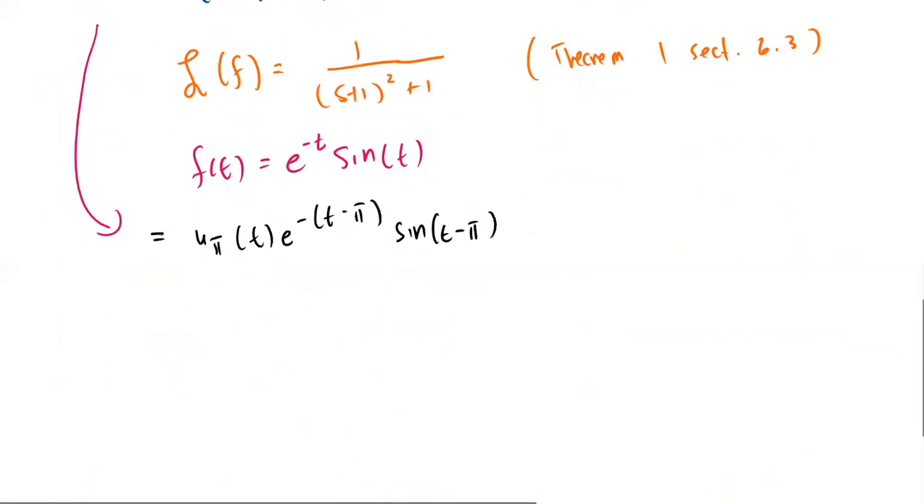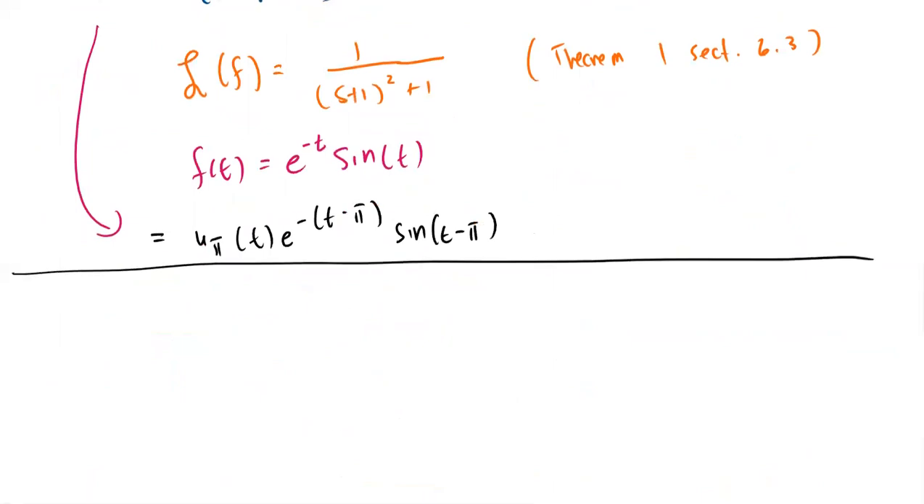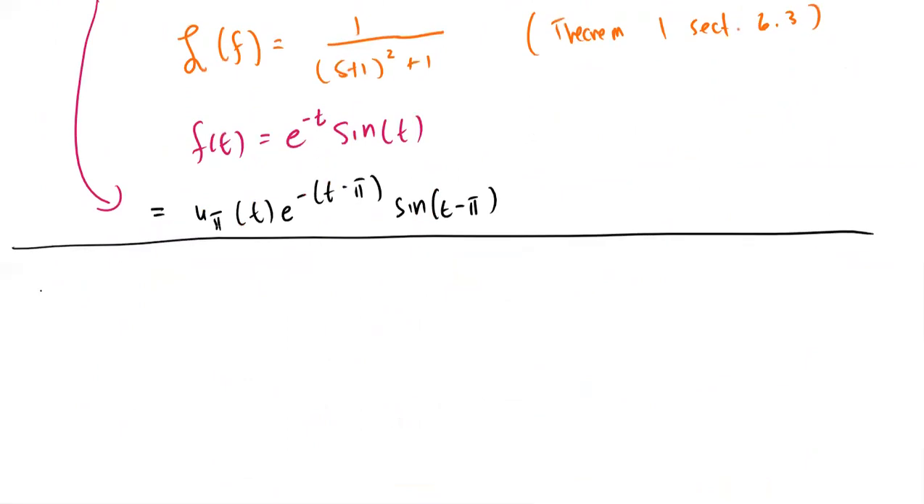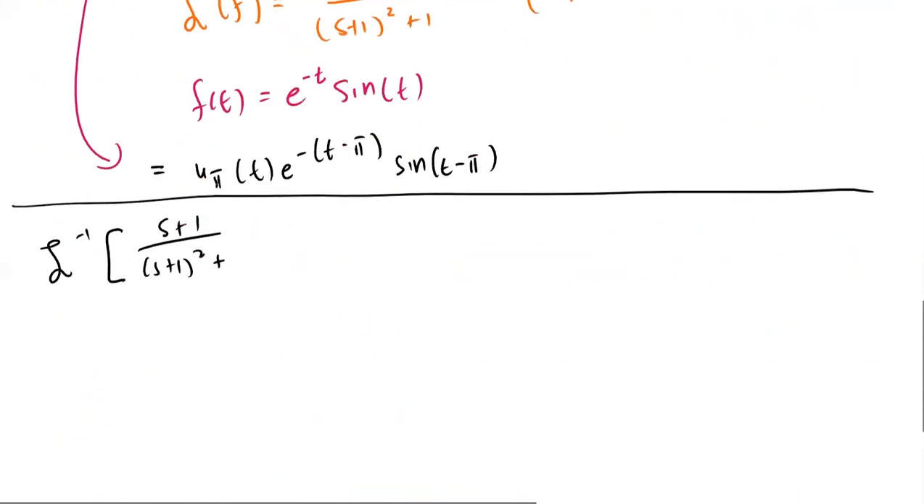Now the second term is going to be similar. We just don't have the exponential, so it's a little bit easier. Okay, so now we're trying to look for the Laplace inverse of (s plus 1) over ((s plus 1) squared plus 1).